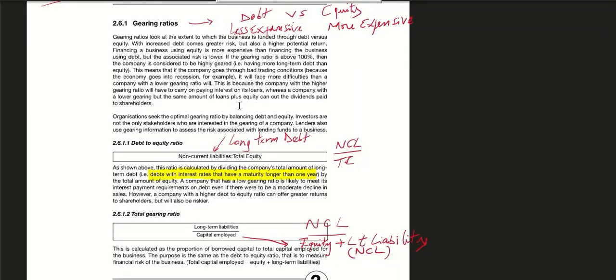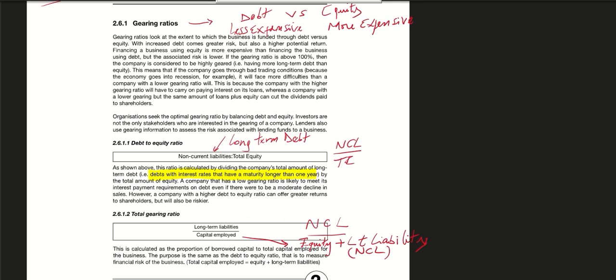Straightforward. You're looking at the non-current liability or long-term debt divided by the total equity. And this does give an indication if a company is likely to pay interest payment requirements. So a low gearing ratio obviously would mean that the company does not have a huge amount of debt and is more likely to meet interest payment requirements on the debt, right?